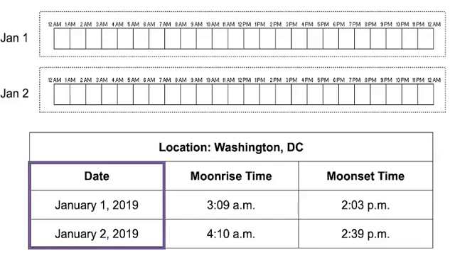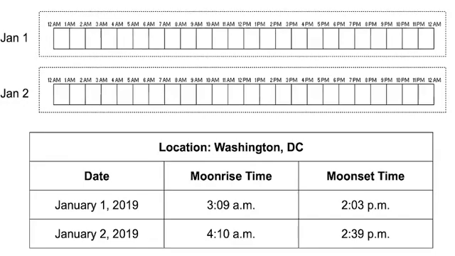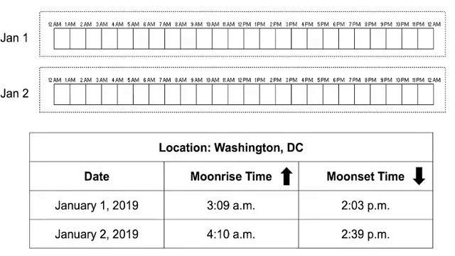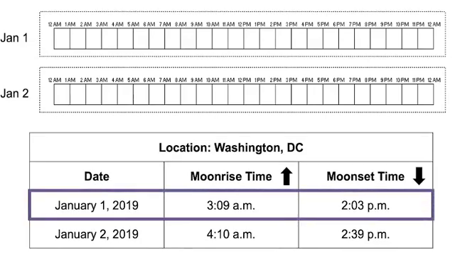We have a 24-hour timeline for each day. Let's think of the timelines as a number line. We'll place an up arrow at the moonrise time and a down arrow at the moonset time. We will start with January 1st.